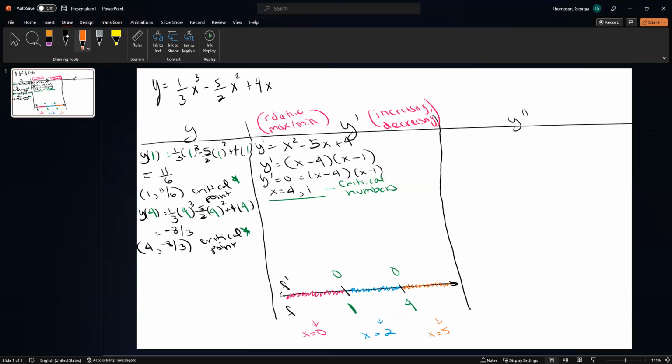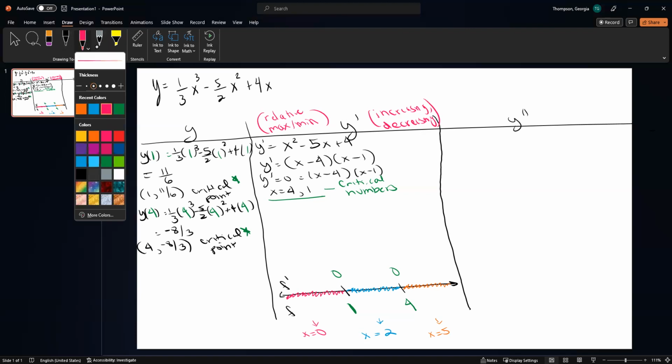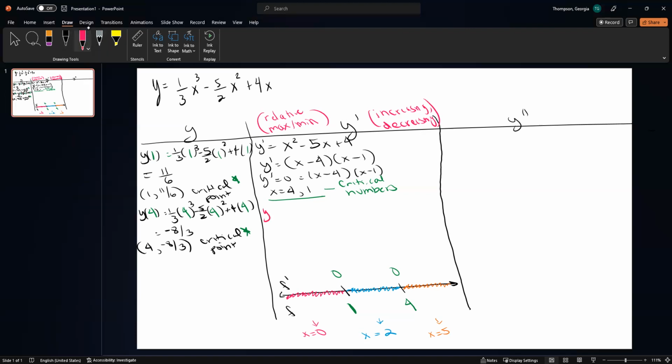So let's start with our x equals 0 that we chose. I'm going to plug that into the first derivative. And so I have 0 minus 4 times 0 minus 1. I'm only concerned about the sign here because I don't care what the number is. I just want to know if it's positive or negative. So here I'm going to get a negative for 0 minus 4, and 0 minus 1 will also give me a negative. So a negative times a negative will give me a positive. So I'm going to record that I have a positive value here.